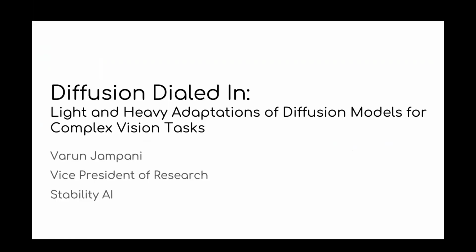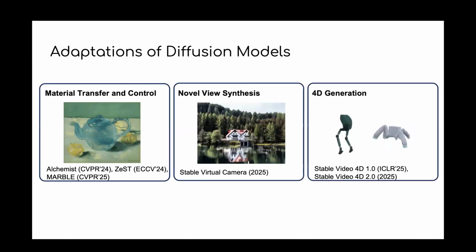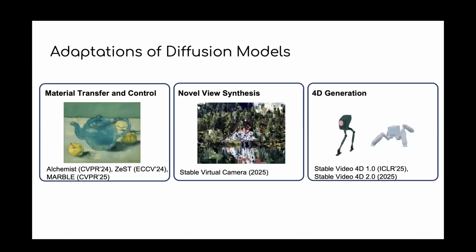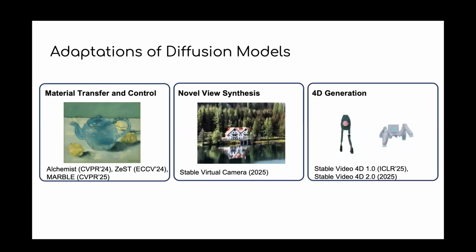So today I will be talking more about the practical applications of diffusion models, not the theoretical side, where I will talk about some of our works on lightweight and heavy adaptations of diffusion models for various complex vision tasks. Specifically, I will be talking about three different directions. One is material control and transfer, the second is novel view synthesis, and the third is 4D generation.